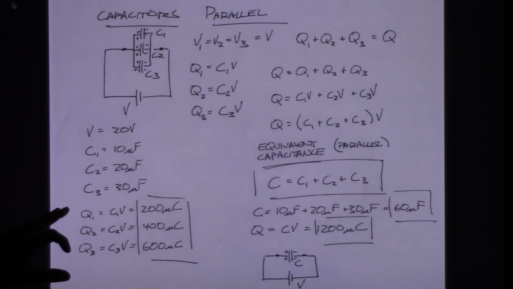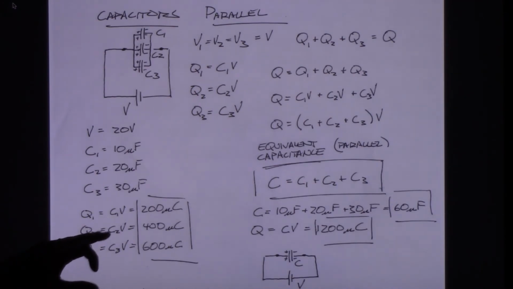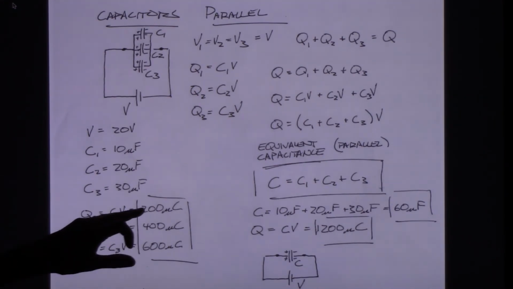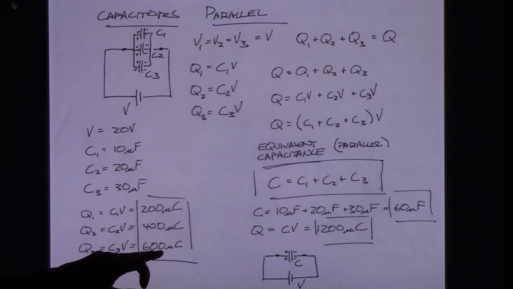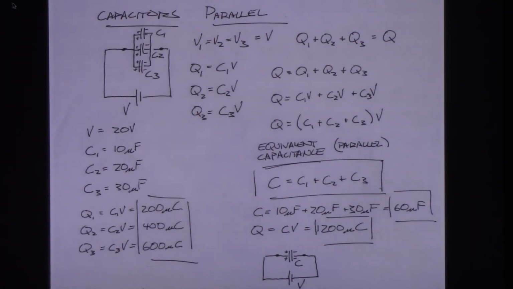And so the charge on capacitor 1 is C1 times V, charge on capacitor 2, charge on capacitor 3, and I'm getting 200 microcoulombs, 400 microcoulombs, and 600 microcoulombs, putting the numbers into those formulas. So that's the total amount of charge we have.